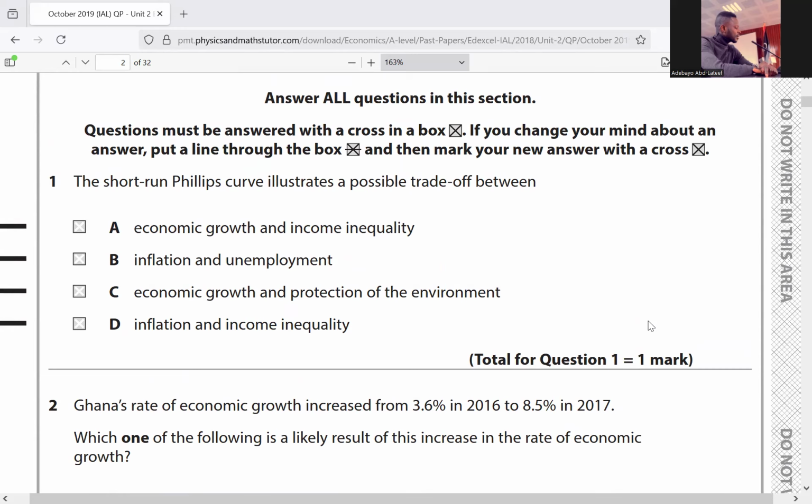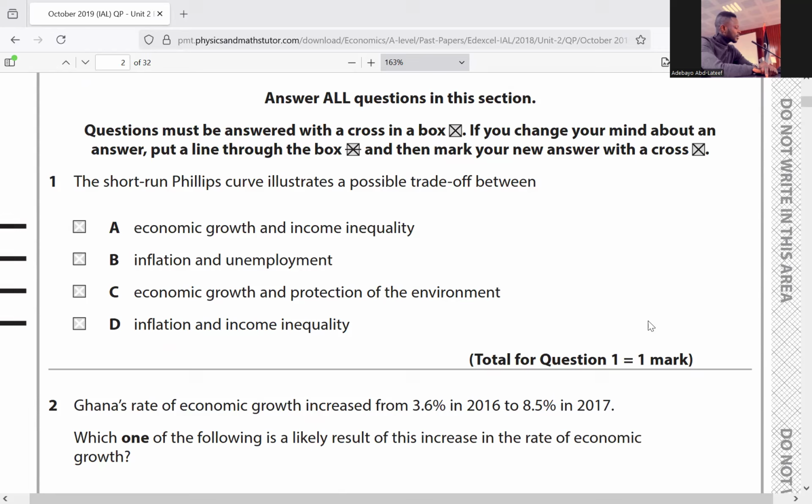Economic growth and income inequality, inflation and unemployment, economic growth and protection of the environment, inflation and income inequality. When we talk about the short-run Phillips curve, we're simply talking about a graph that shows the inverse relationship between inflation and unemployment. Inflation is a persistent rise in the price of goods and services within the economy. And unemployment simply means a situation whereby individuals who are willing and able to work could not get employed.